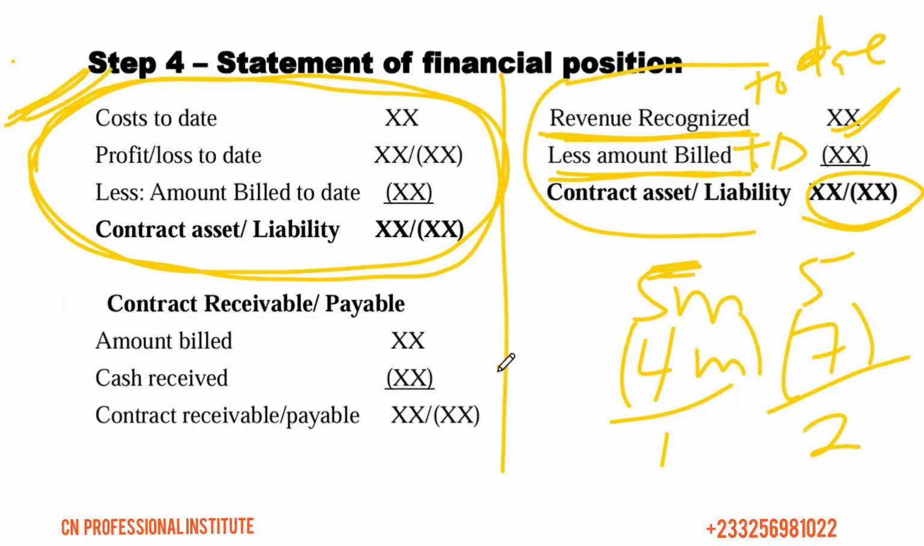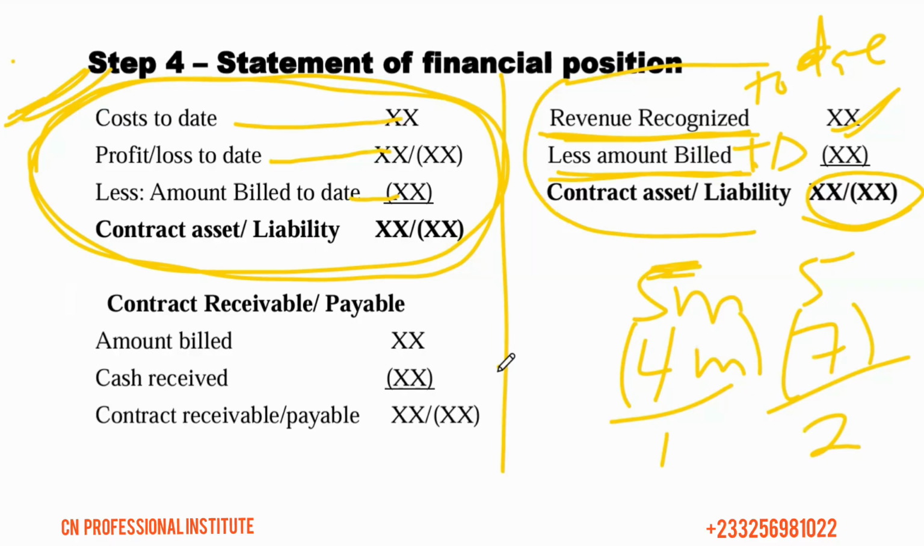In the previous method, before the change, to get the contract asset or liability, we normally picked your cost to date, then you add profit or loss to date. If it's profit to date, you add. If it's loss to date, you deduct. And you less the amount billed. And then you get your contract asset or liability. But now we don't add our cost to date to profit and less amount billed. We just pick the revenue we've recognized to date, and then we less the amount billed. So don't forget that this is a new change introduced.